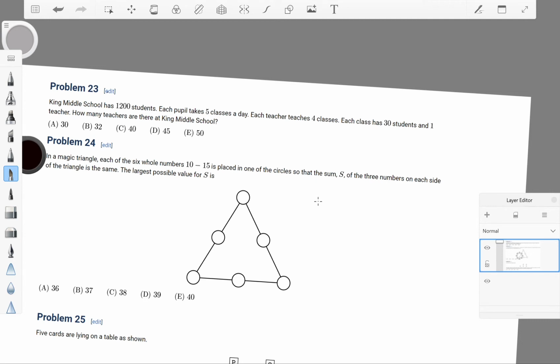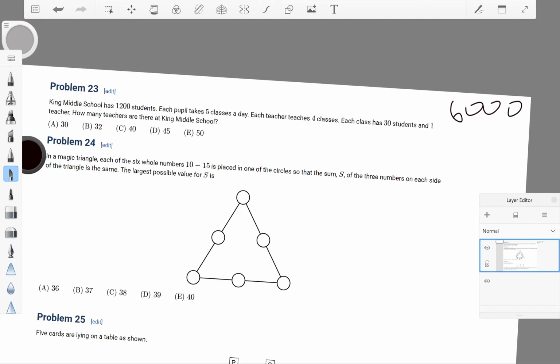So we're going to want to start this by finding the total number of classes that are taken by all the pupils at the school. This is pretty simple, right? You have 5 classes a day, 1,200 pupils. Each pupil takes 5 classes. 1,200 times 5 is 6,000. So let's write this down. 6,000. Correct.